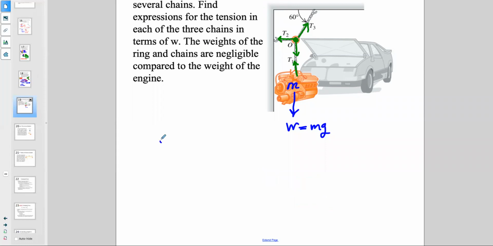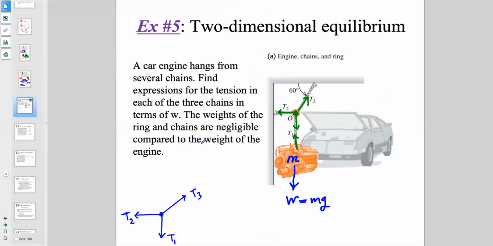All right, so let's take a look. I have a T3 here, and I have a T2 here, and a T1 down here. So I have all of them. And then the other very interesting point here is that this angle is 60 degrees, okay? This angle is 60 degrees.